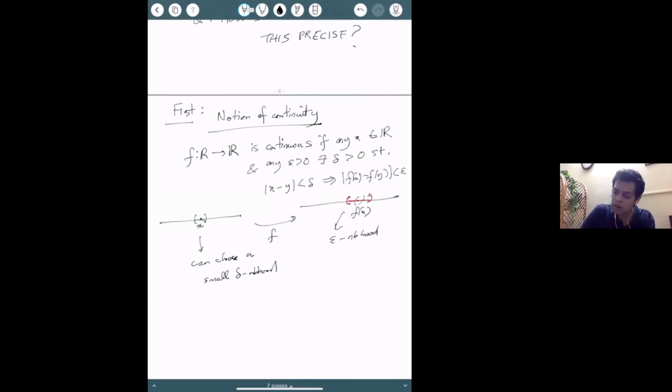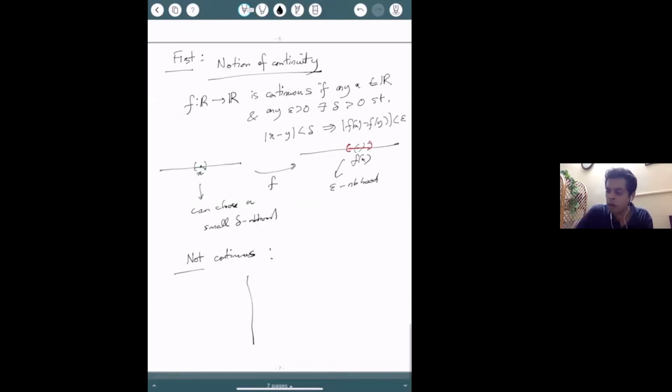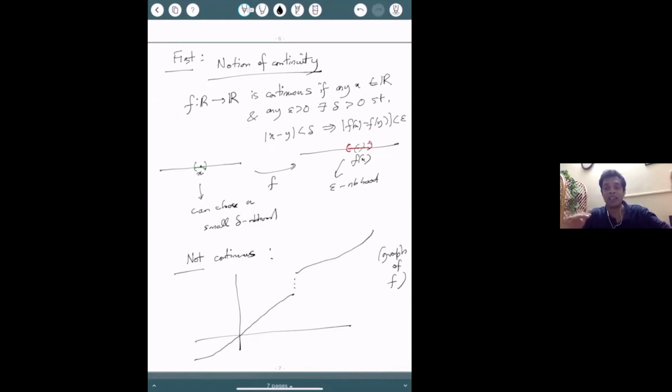It's worth trying to understand when something is not continuous. So let me draw the graph of a function that is obviously not continuous, maybe from R to R. Such a function might have a jump. So I'm drawing the graph of f, which is by the way different from the graph we were talking about before. This is the graph in analysis, so I hope it's not confusing. This is a graph of x.